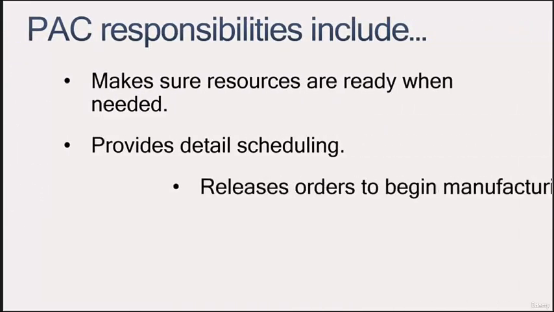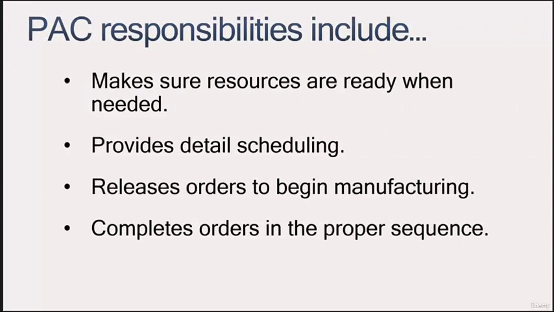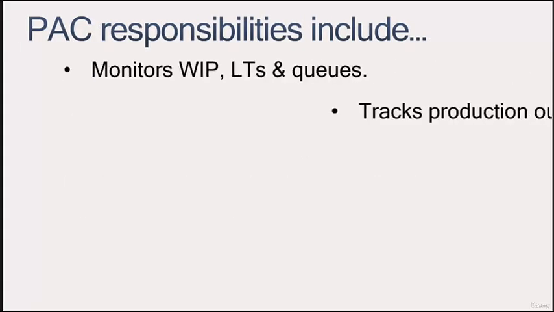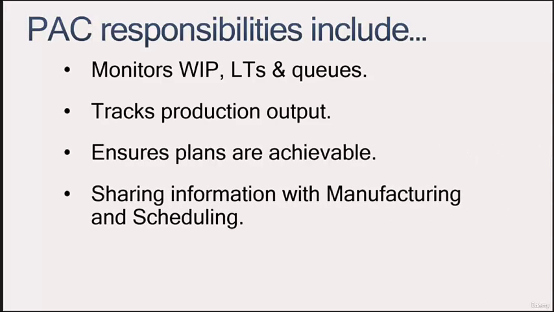It makes sure that resources such as labor and machines are ready when they're needed. It provides a further detail level scheduling at the machine level or the resource level. It releases orders to begin manufacturing. It ensures orders are being completed in the proper sequence and that the priority of each order is maintained. It monitors the work in process, the lead times, and the queues at each resource or machine. PAC tracks the production level, the output, and whether the plans are being executed on schedule, and if not, what actions are happening to get back on schedule.